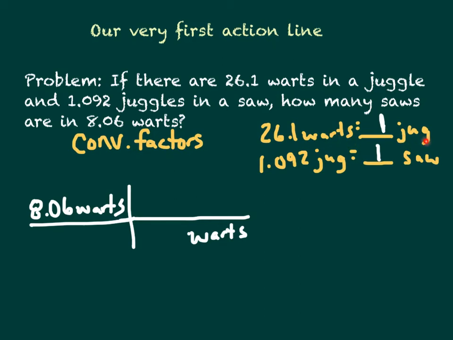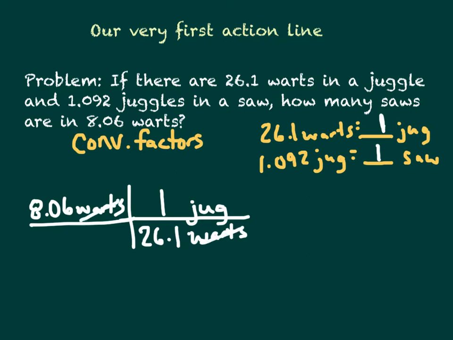Well, we can't go right from warts to saws, but we can go from warts to juggles, and so that's what I'm going to do. I'm going to put juggles on top. Where do we get the numbers? Right from our conversion factor, and we just like copying. One juggle is 26.1 warts. Now what's going to happen here is these warts are going to cancel each other out.